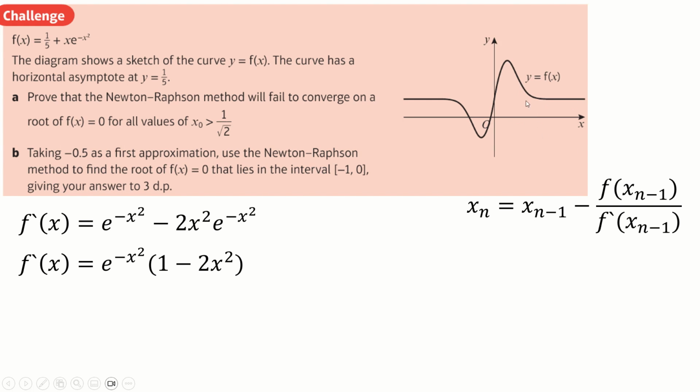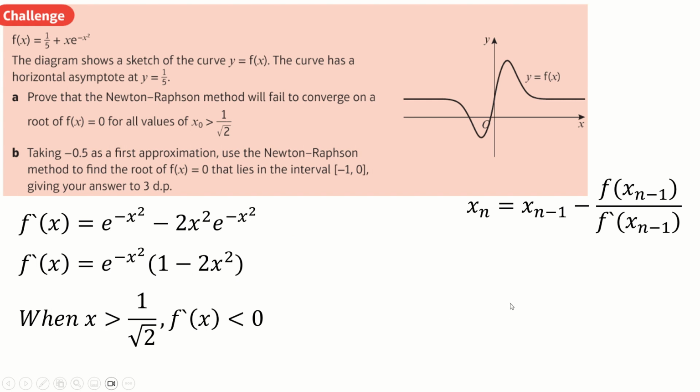Except, of course, if this gradient is always negative, the tangents are always going to be pointing in this direction, and therefore you're never going to make any progress and get towards here. So okay, we can just say f dash of x is always negative when you put in something bigger than 1 over root 2, because of course this is always positive, and this becomes negative, positive times negative is negative. So that's fine.